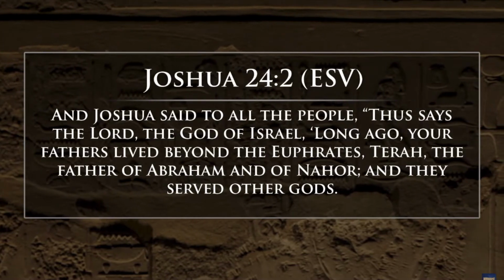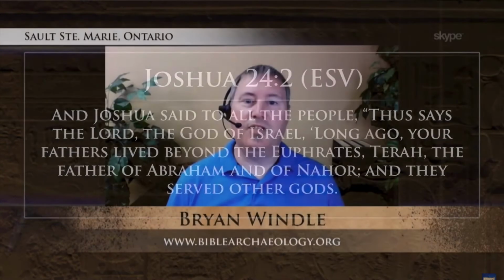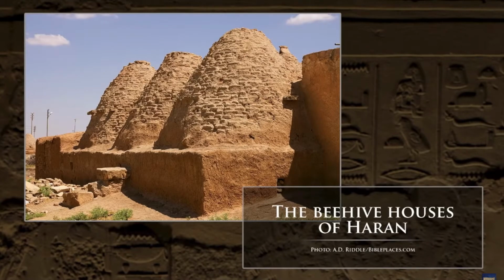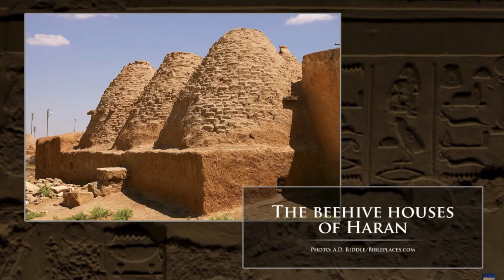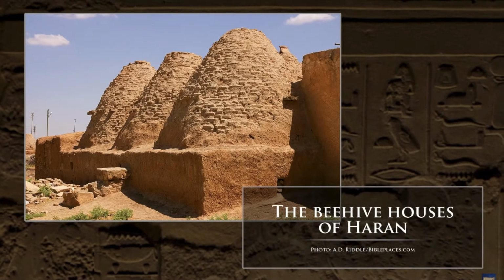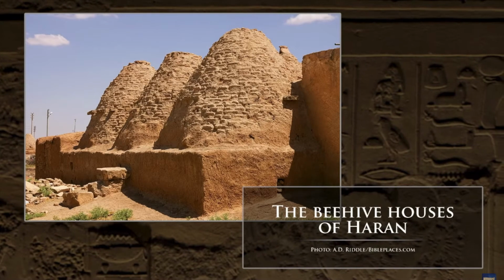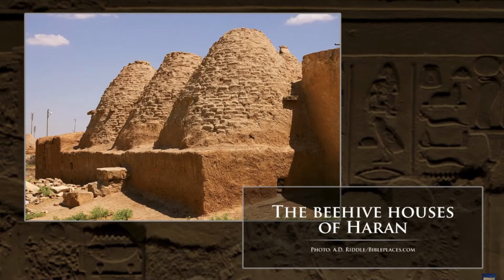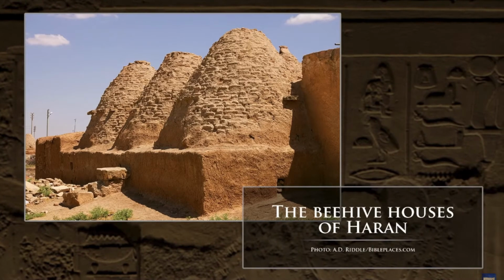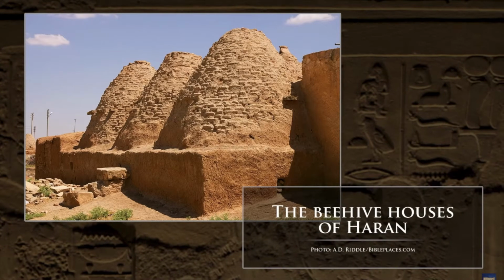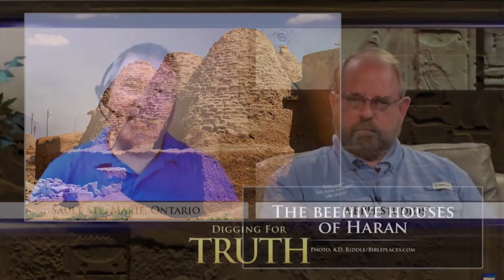Now, if you went to Haran today, the site of Tel Haran, you would see these very famous beehive houses, they're called, these structures that look like beehives. It's a style of house that has been used for thousands of years in Mesopotamia, but the ones at Haran right now have only been constructed in the last 200 years. So that would be my pick for number 9, the number 9 site or discovery related to Abraham.